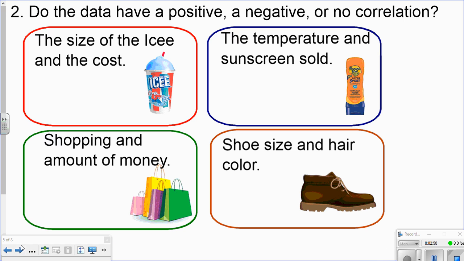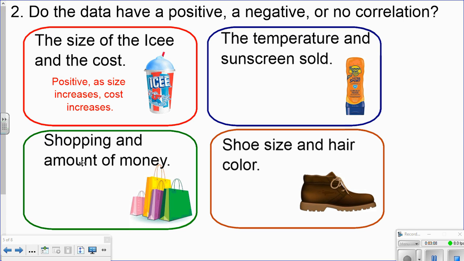Do the data have a positive, negative, or no correlation? So the size of an icy and the cost. Well, that is going to be a positive relationship because as the size increases, you get a large instead of a medium, the cost increases.